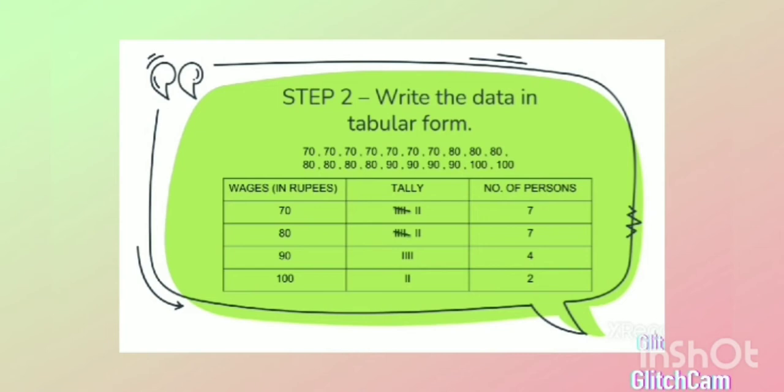In the first column, we will write wages in rupees and in the second column, we will write tally marks. What are tally marks? It is a way of writing numerals by drawing lines vertically. For example, if we want to write 1, we will draw one single line. For writing 2, we will draw 2 single lines, and for writing 3, we will draw 3 single lines.